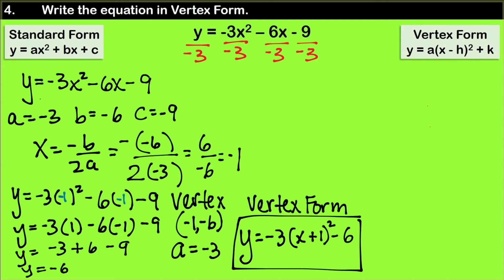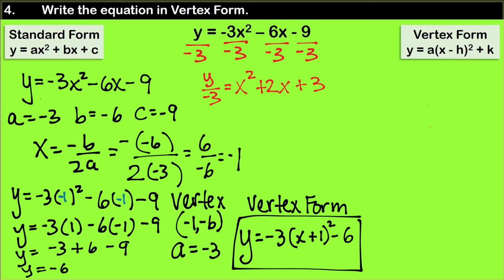When we try to divide y by negative 3, it's just going to stay y over negative 3. But when we divide negative 3x squared by negative 3, we get positive 1x squared, which is what we're looking for. Negative 6x divided by negative 3 is positive 2x. And negative 9 divided by negative 3 is positive 3. So there's my problem. Now, I want to replace the c that's there with a c that will form a perfect square.